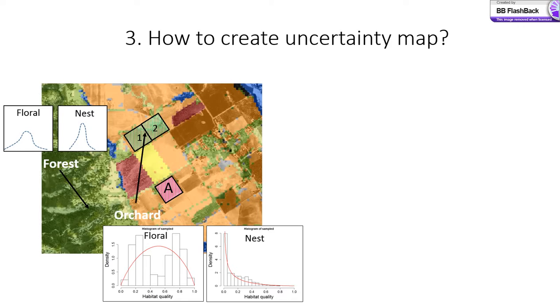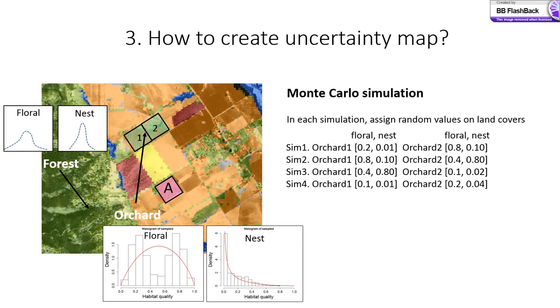How do we evaluate or quantify uncertainty in a given location? Look here, there are different priors for different land use covers surrounding place A. We are going to use Monte Carlo simulation. We can assign random quality values on floral and nesting for a land cover. Each random value is selected from its probability distribution. Then we can make a different combination for each simulation.